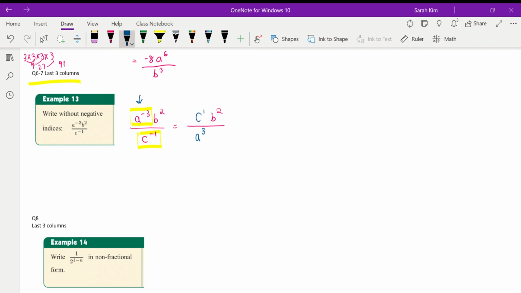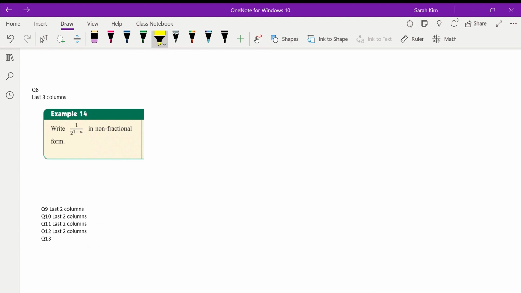So there we go. If I simplify that a little bit further, we like to write it in alphabetical order. So b squared would come first. c to the power of 1 is just c. And then a to the power of 3 would be on the bottom. So you should be able to do question 8 now.